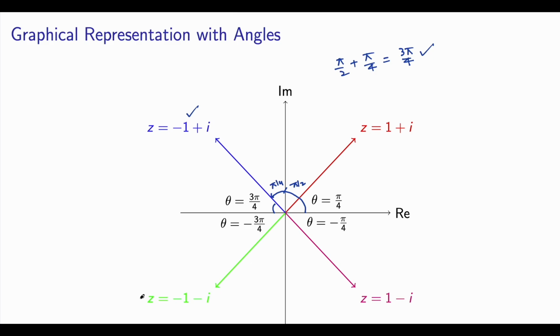Now if I want to calculate theta for minus 1 minus i, that means tan inverse of y by x, minus 1 by minus 1. So that is tan inverse of 1, which means pi by 4. It means that this angle is going to be pi by 4.